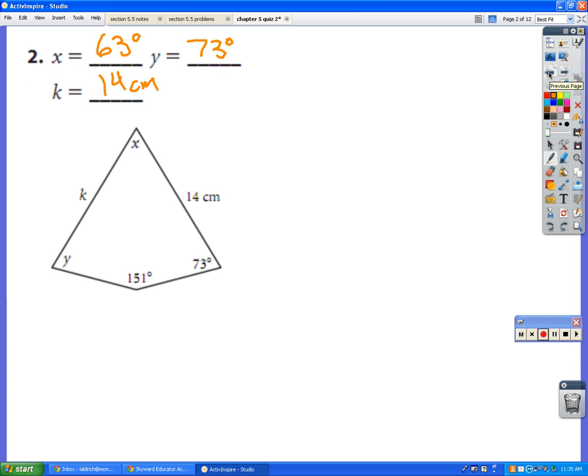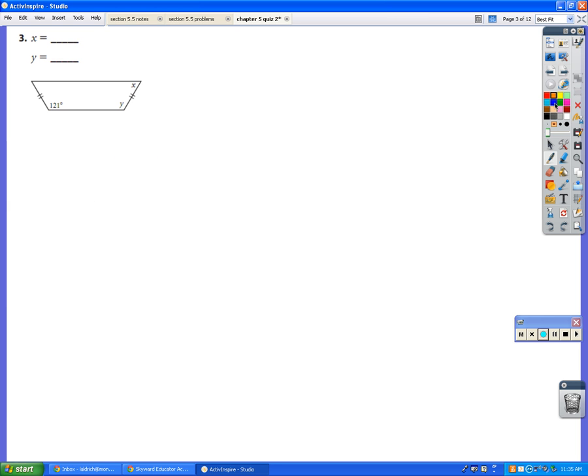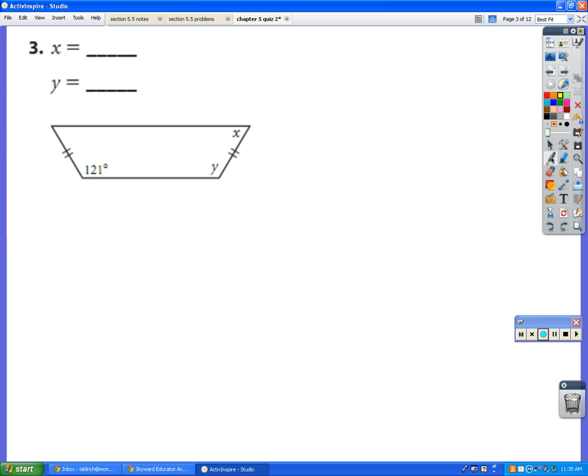Okay, any questions on problem number 2 from either quiz form? Okay. All right, let's take a look at number 3. So now we have an isosceles trapezoid. So we learned a couple things about the angles in an isosceles trapezoid. One thing we learned is that the pairs of base angles are congruent. So if this is 121, what's Y?